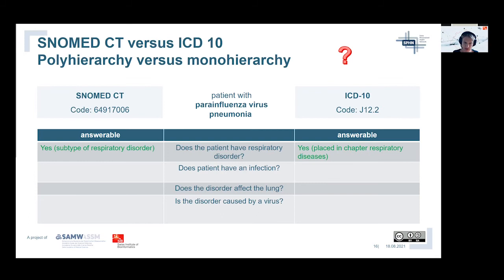Second question, does the patient have an infection? Yes, it can be answered by SNOMED CT because it's also a subtype or a descendant of infectious disease. In ICD-10, I cannot really answer that question because the code is not in chapter A, certain infectious and parasitic diseases. As mentioned before, in a monohierarchy, I have to decide where to put it, and I have it just under one point of view, or as in the ATC you have seen, then we have duplications and have the substance twice.